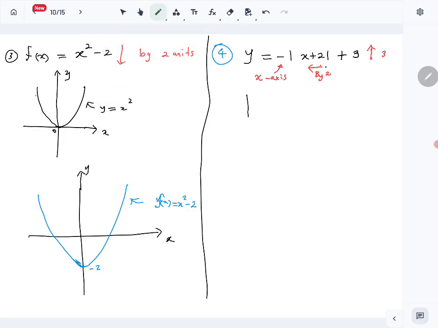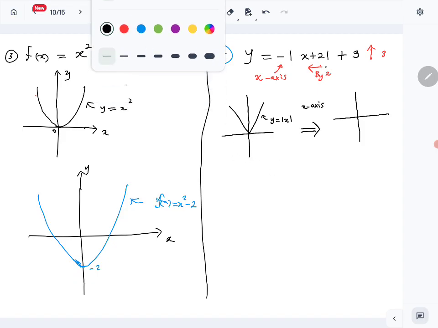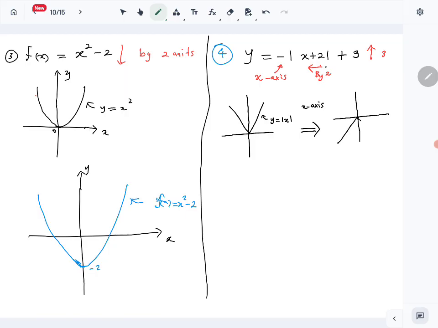We start with what? Our parent curve. Parent curve is what? Y equals modulus x, right? We'll first do the reflection, the minus sign. So that will give you what? Let's do the x-axis reflection. So then what will happen? You have to just flip this curve along the x-axis. So reflect. So then I obtain this one. This is y equals minus modulus x.